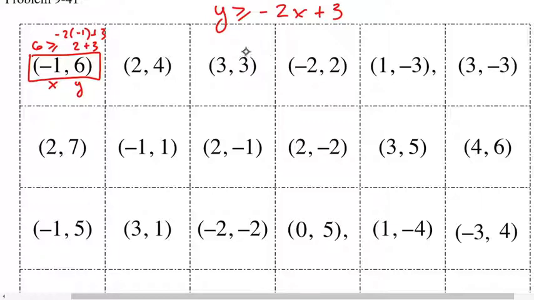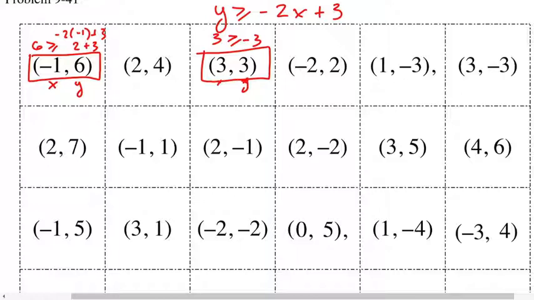Let's go over here. Let's look at 3, 3. If I put 3 in for x and 3 in for y, this becomes negative 2 times 3, which is negative 6, and negative 6 plus 3 would be negative 3. So is 3 greater than or equal to negative 3? Really, 3 is greater than negative 3, right? So this point is a point that I want to consider as true also.